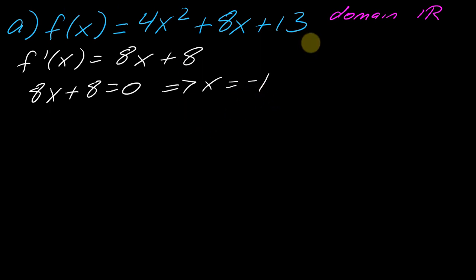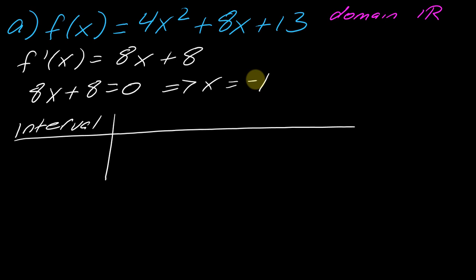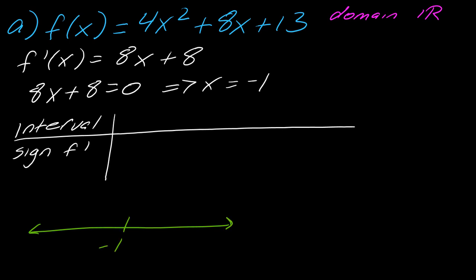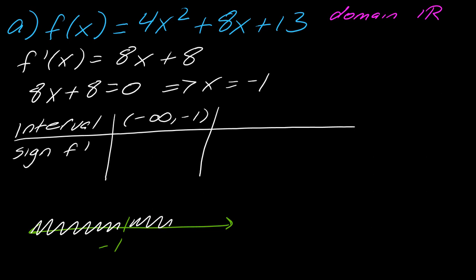So what I need to do now is I basically need to chop up my domain around my critical point and create a table to kind of organize all my information. So I'm going to have my intervals listed out here, and then I also want to note the sign of f prime with this. And so now I'm going to draw a number line just to kind of help me with this. So my domain is all real numbers, and my only critical point is here at -1. So this is kind of how my intervals are going to be divided up. So my first interval is going to go from -infinity to -1. My next interval will continue on from -1 to +infinity.